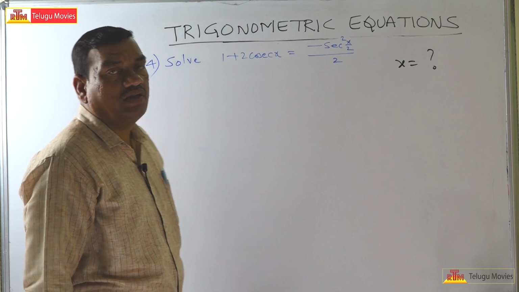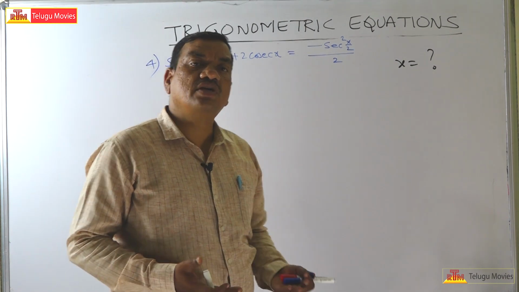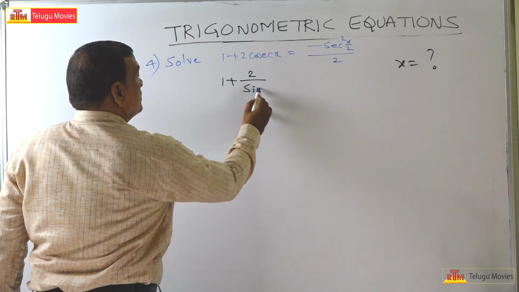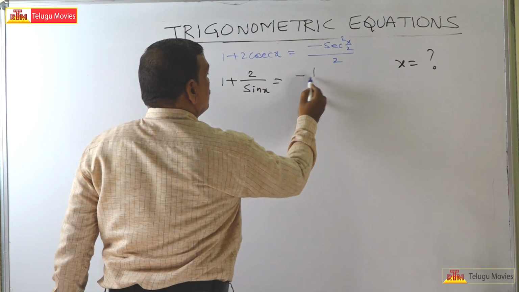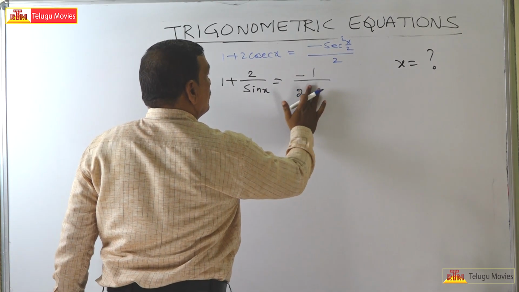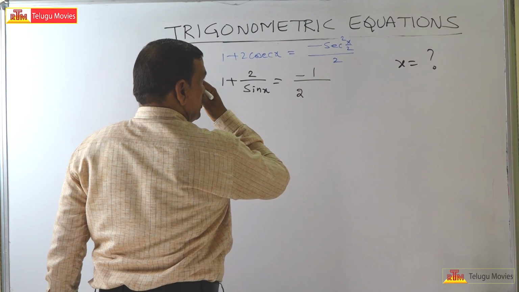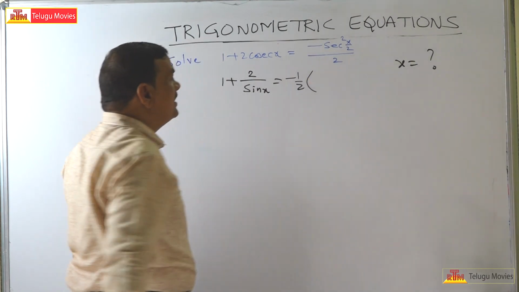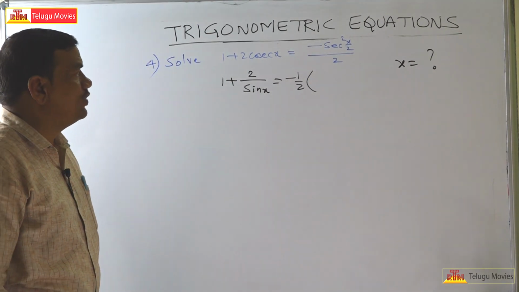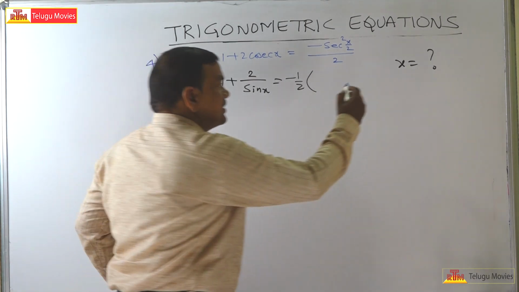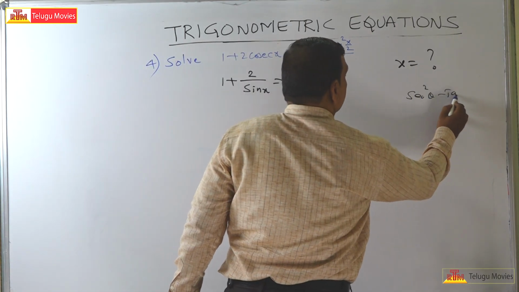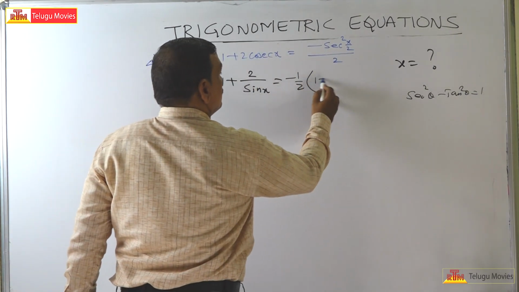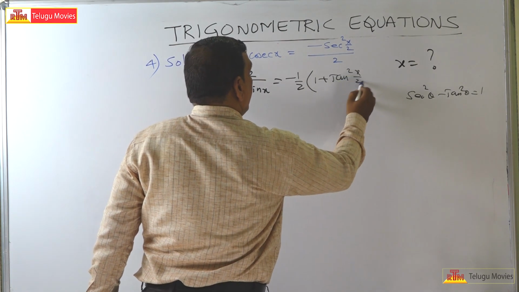Generally, what will everybody do? Convert cosecant, secant into sine and cos. That is the first step you have to do. So this is equal to 1 plus 2 upon sin x is equal to minus 1 by 2. Why? Because minus 1 by 2 into secant square x by 2. Secant square theta minus tan square theta is equal to 1. Therefore, secant square theta is equal to 1 plus tan square theta. So this is equal to 1 plus tan square x by 2.